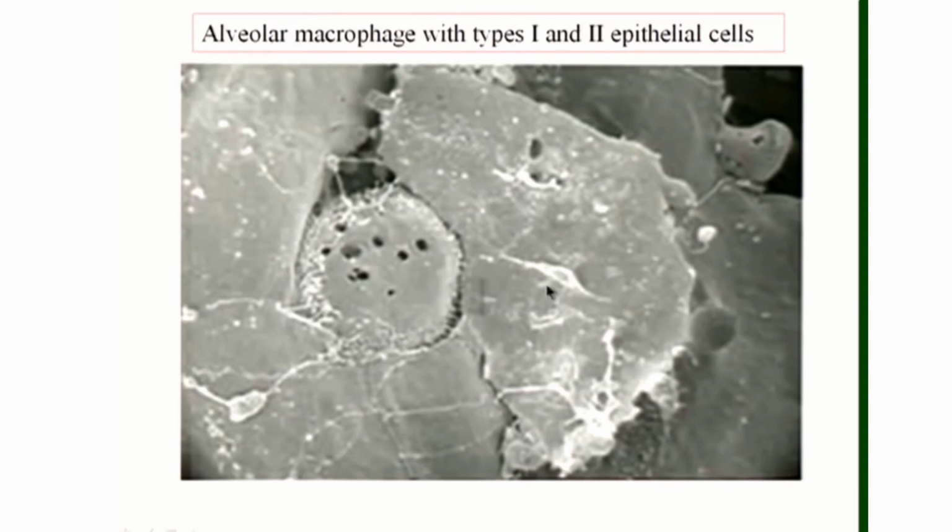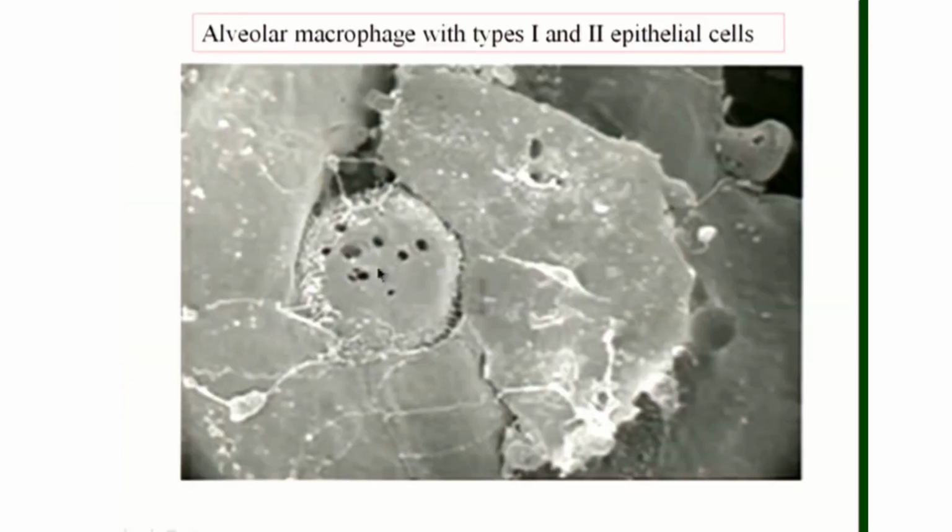Another cell that we'll see in the alveolus is the alveolar macrophage. Here's another very beautiful scanning electron micrograph showing the alveolar macrophage. It's a bit like an amoeba. It moves around the surface of the alveoli by amoeboid activity. It can phagocytose particles. It can engulf foreign particles. And its job is to keep the alveolar surface clean.